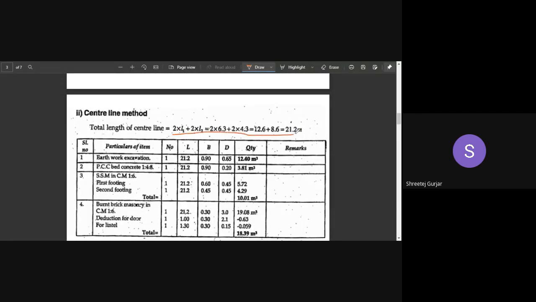So how much will that be? Two lines here, 6.3 here, 6.3 here, and 4.3 here, 4.3 here. So it will be 6.3 into 2, because it is 2 in number, plus 4.3 into 2. So this will be your total center line length. Clear? It is very easy. They have done the calculations here. You can see, how much will that be? 21.2. So it will be 2 into 6.3 plus 2 into 4.3. That is, the total center line length is 21.2 meters.